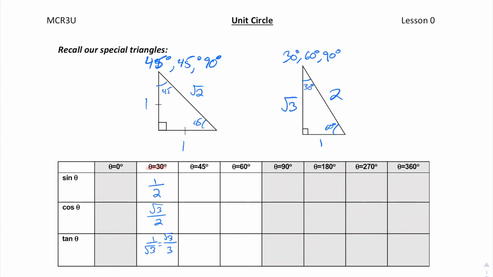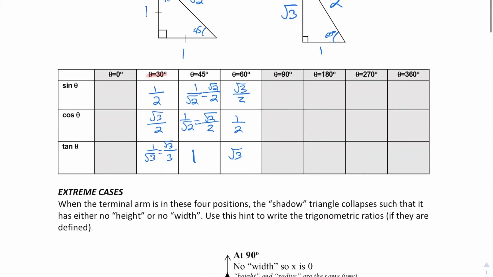The next one, if we go to 45, so go to the other triangle, opposite over hypotenuse becomes 1 over root 2. Let's rationalize that. So it becomes root 2 over 2. And that actually is the same as this one, root 2 over 2. And then tangent is just going to be 1 over 1, which is 1. And then 60, if we do this one quickly, I get root 3 over 2. I get 1/2. And then I get root 3 over 1, which is just root 3. So again, that's just review.